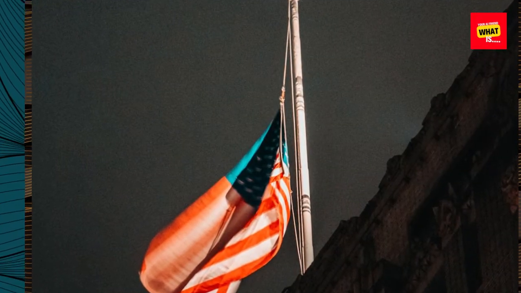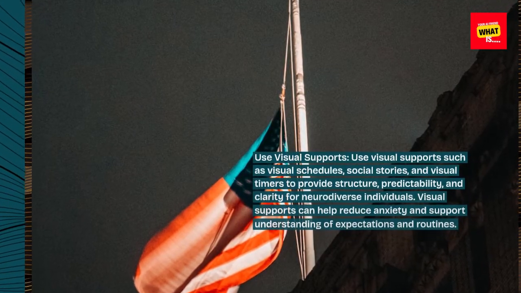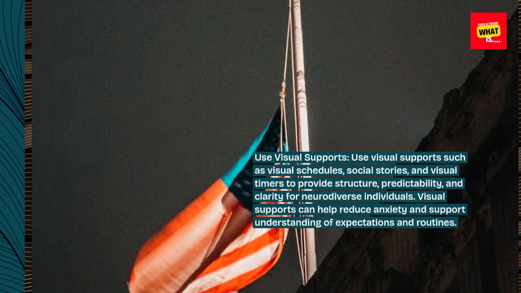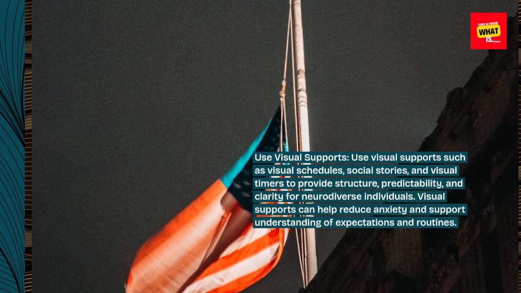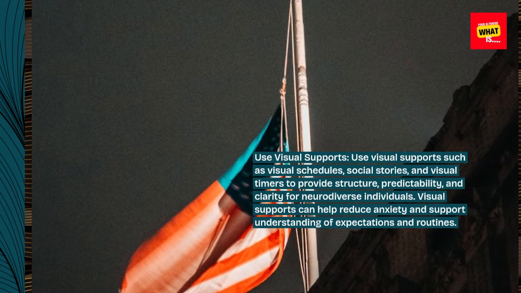Use visual supports. Use visual supports such as visual schedules, social stories, and visual timers to provide structure, predictability, and clarity for neurodiverse individuals. Visual supports can help reduce anxiety and support understanding of expectations and routines.